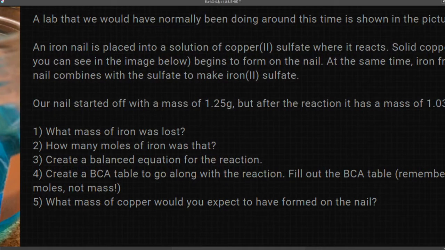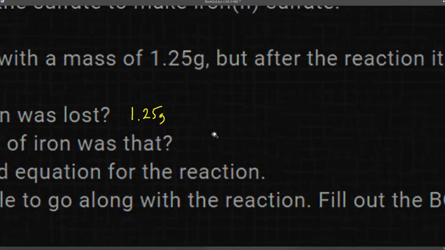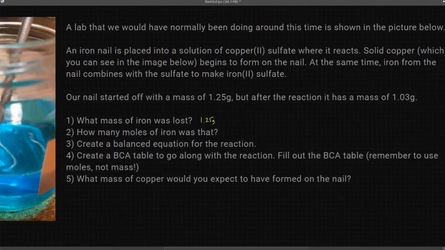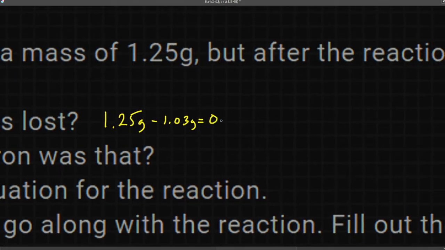So, what mass of iron was lost? Well, the iron started off at 1.25 grams, but then afterwards it's only 1.03 grams. So we've lost some. Some of that iron went somewhere else. How much? 0.22 grams. So we have 0.22 grams of iron that has undergone a reaction.